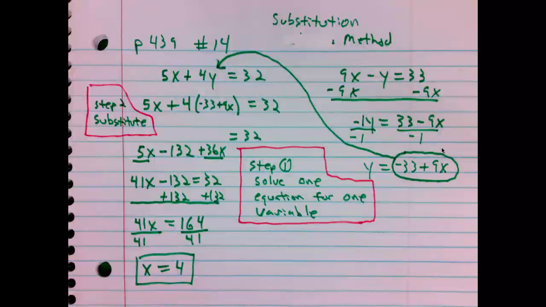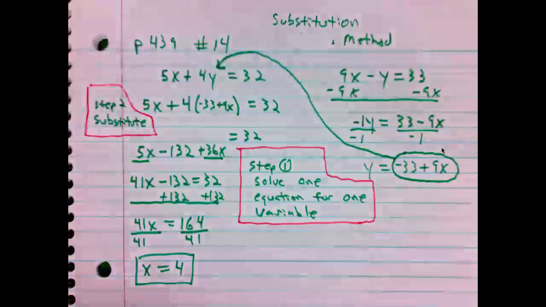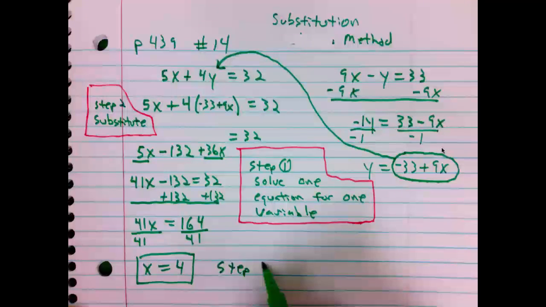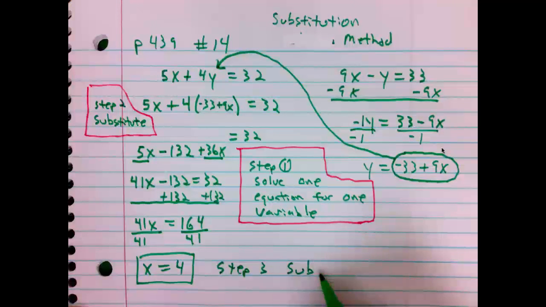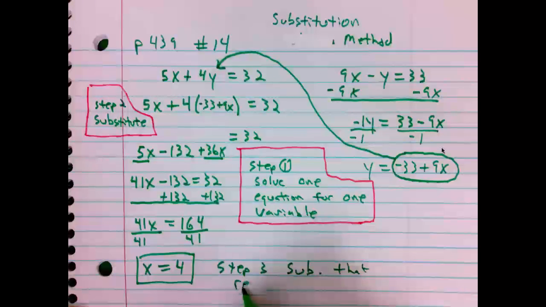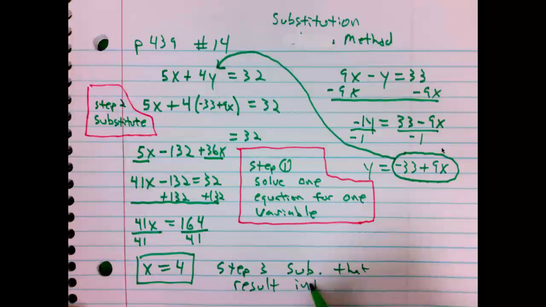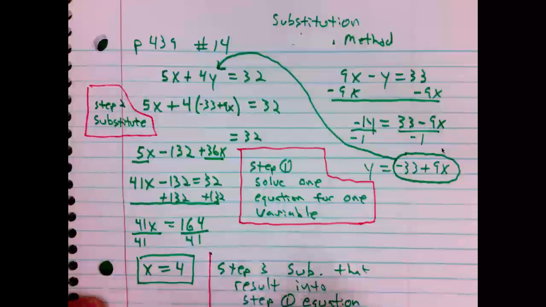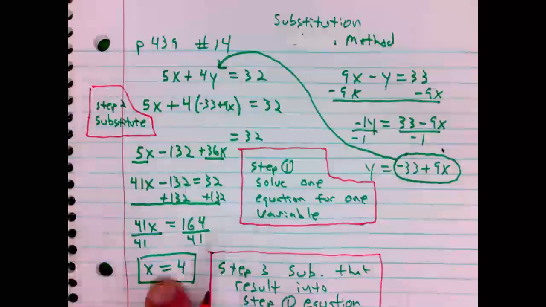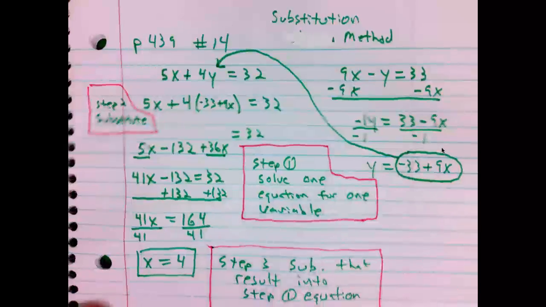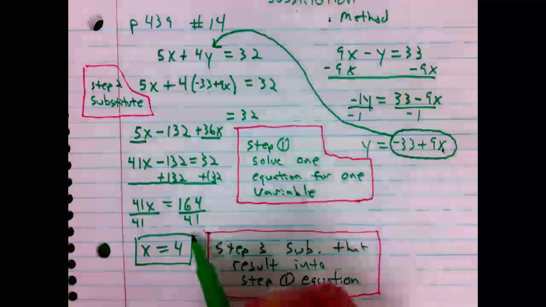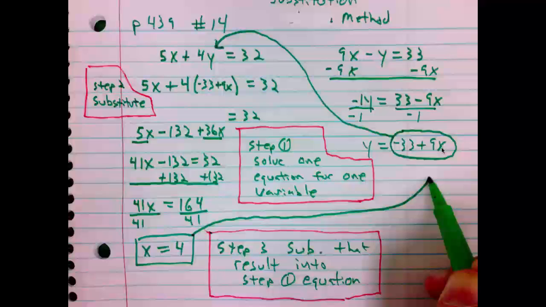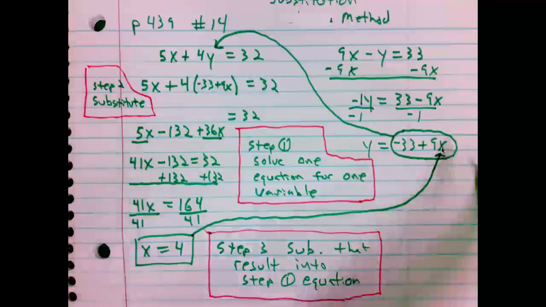Okay, so step 3. Substitute that result into the step 1 equation. You could substitute it into any equation and it would get it done, but it makes the most sense to substitute this in here because this is giving us y. Alright, so we take this result here that x is 4 and we're going to substitute it in place of x there.